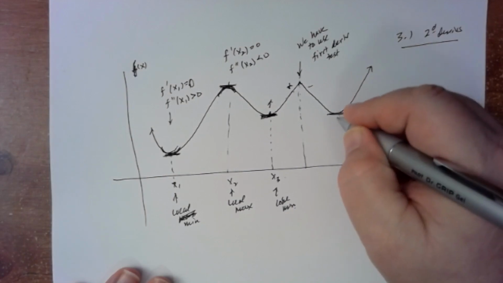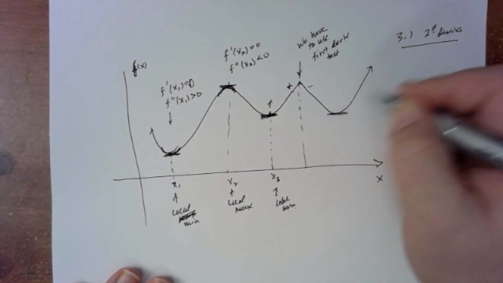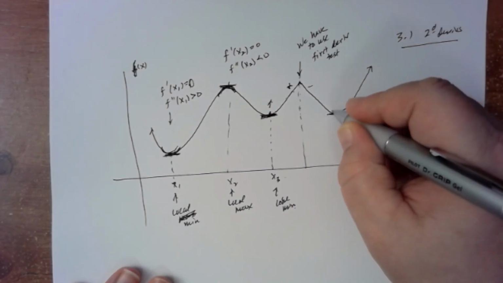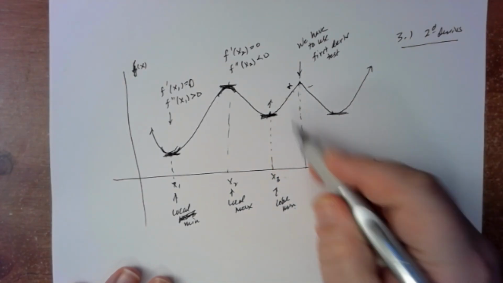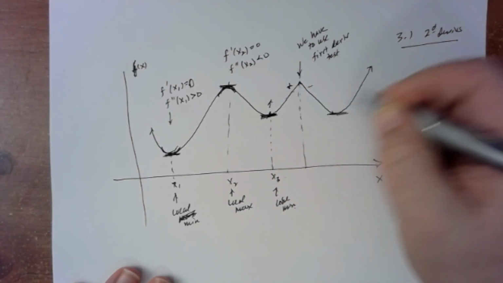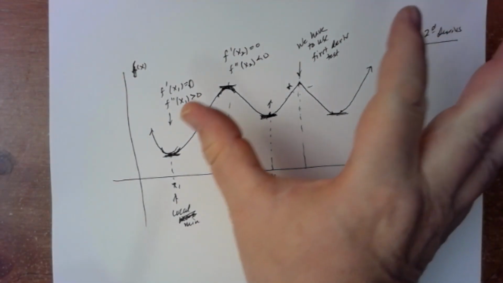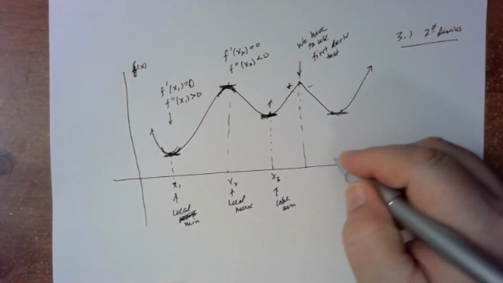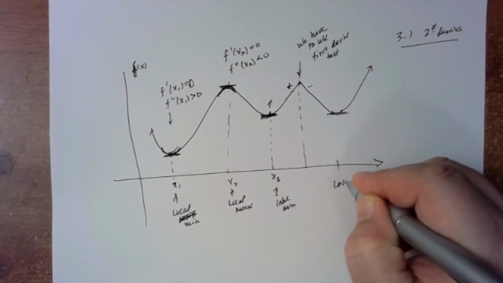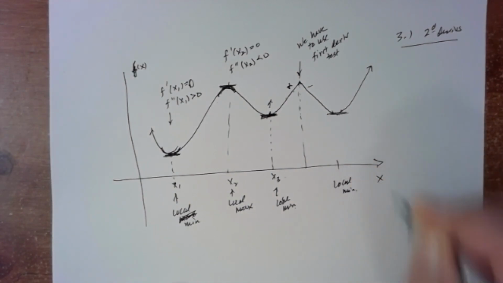And here we do have both the first and the second derivative existing. And again, just like this one, the first derivative is 0, the second derivative is positive, and so you end up with a shape like that. Good. And so we have a local min. Good.